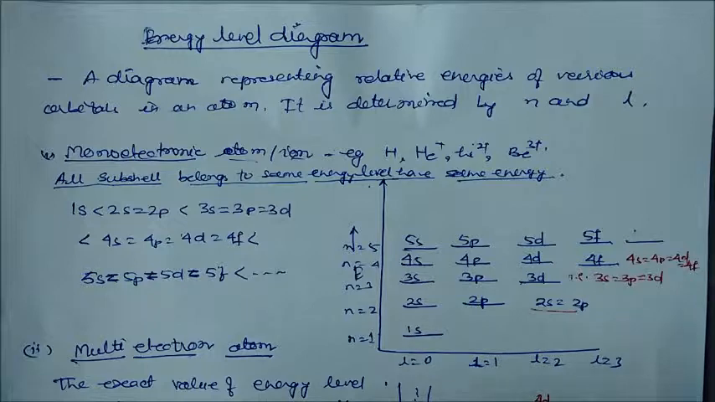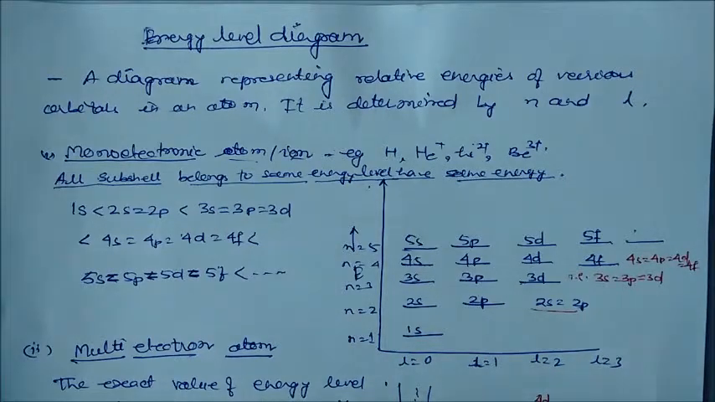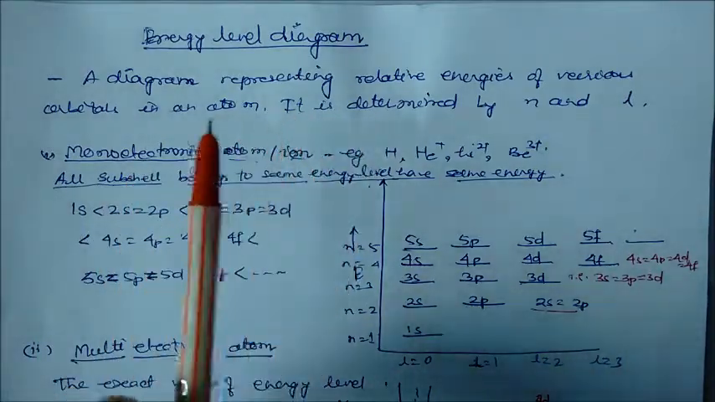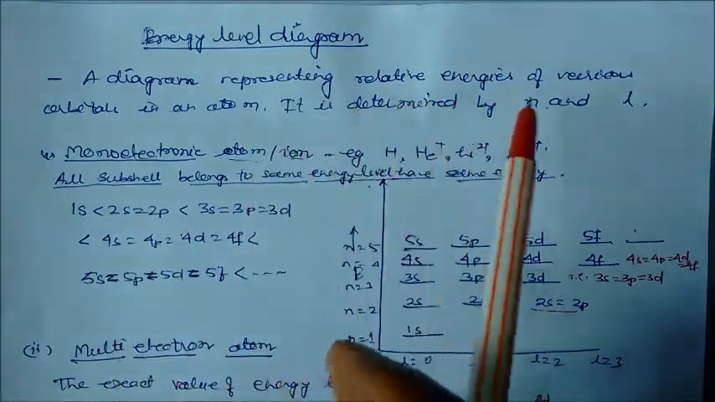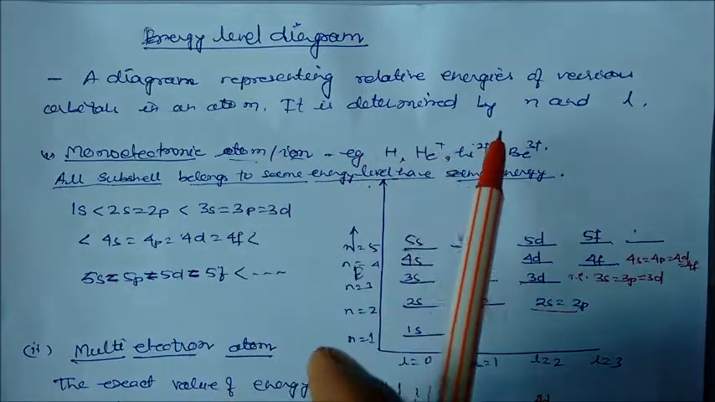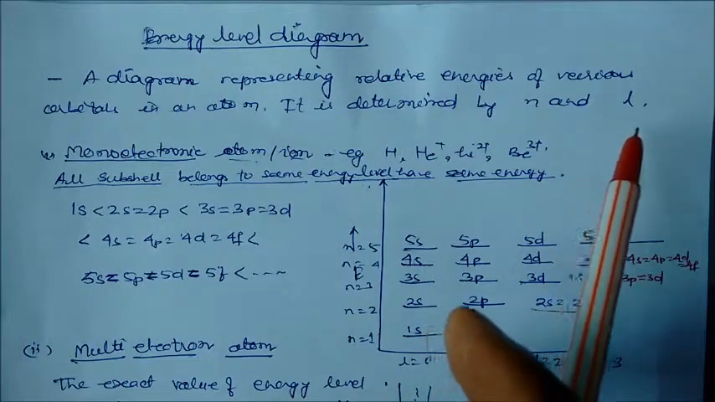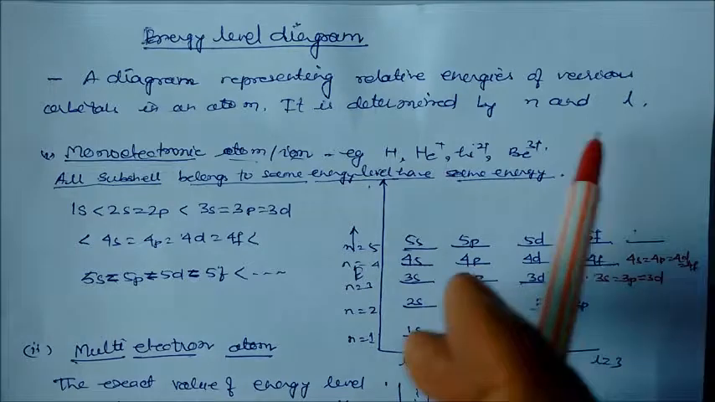Welcome to today's lecture. In this lecture we will study energy level diagrams and some rules of the configuration of the electrons. So let us see first this one: the energy level diagram. What is this energy level diagram? It is a diagram in which we represent the relative energies of the various orbitals in an atom, and it is determined by n and l. We already know these are two quantum numbers, so we will see how the energies are arranged according to n and l.